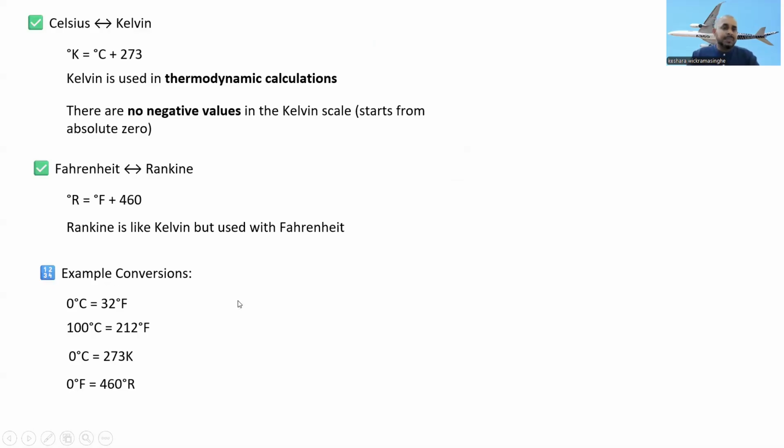Example conversions: 0 Celsius equals 32 Fahrenheit, and 100 Celsius equals 212 Fahrenheit, and 0 Celsius equals 273 Kelvin, and 0 Fahrenheit equals 460 Rankine.